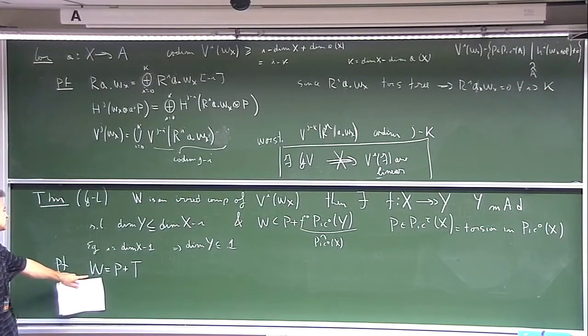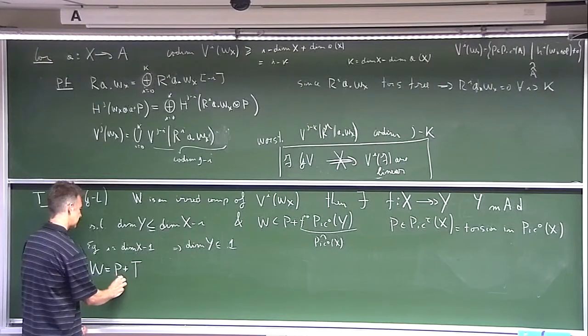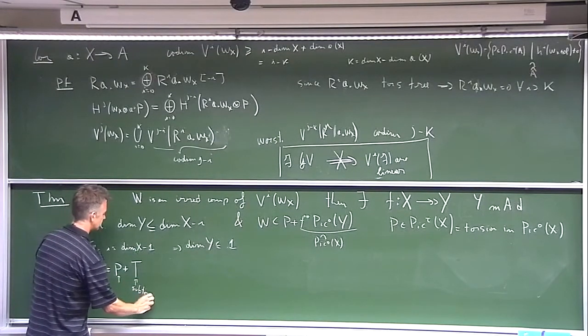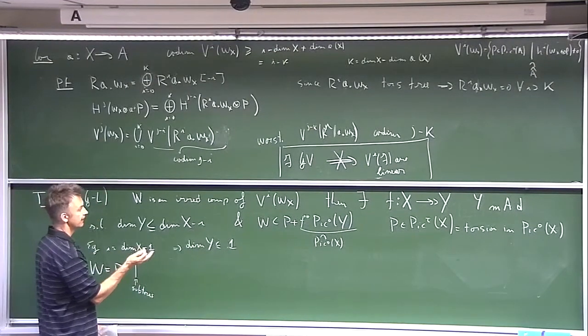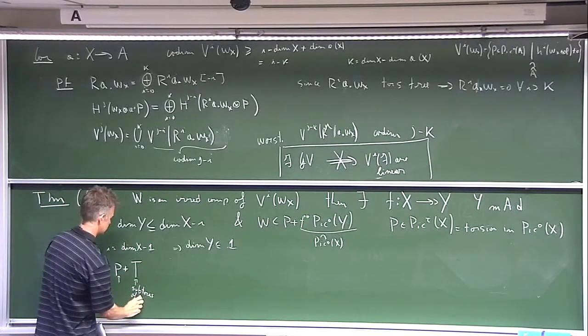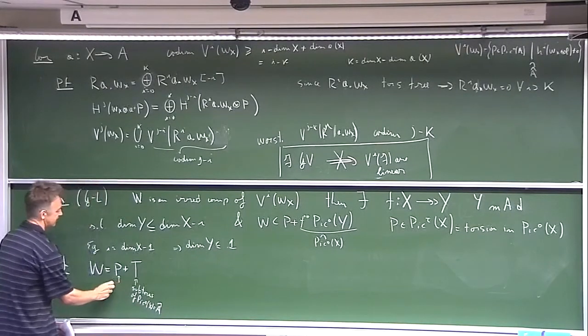Okay, so I'm going to start by: W is an irreducible component of V_i of omega X. So by the Green and Lazarsfeld theorem, I know that it's a translate of a torus. And we haven't proven it, but it's actually a subtorus going through the origin in Pic 0 of X. And this is some torsion point.